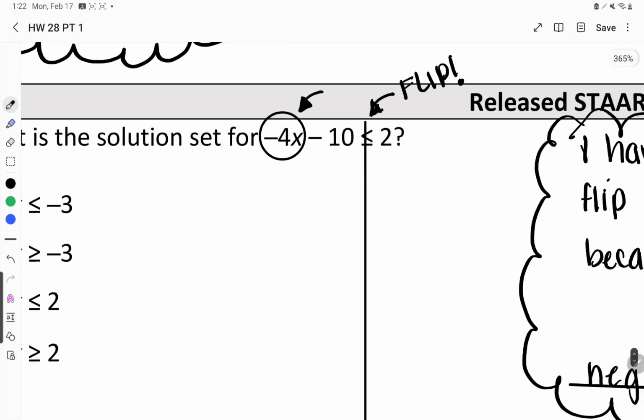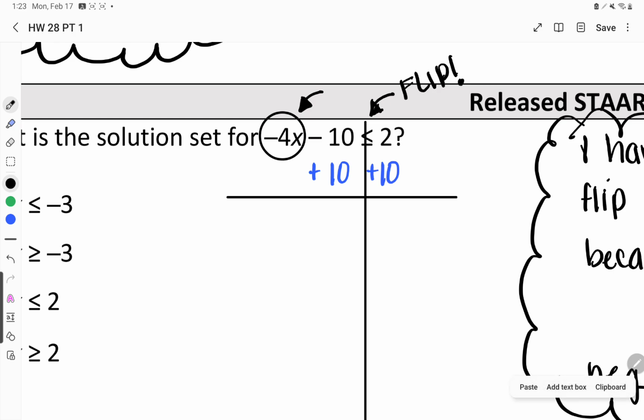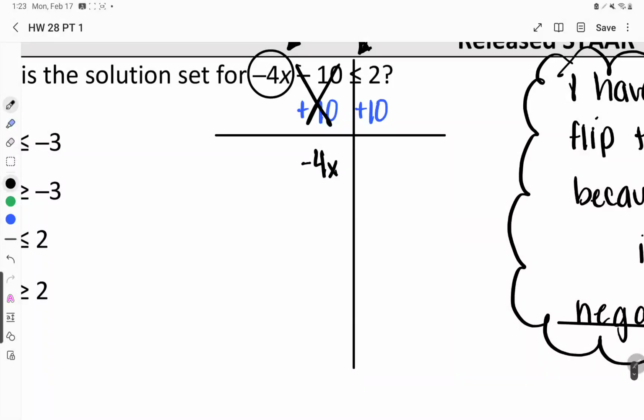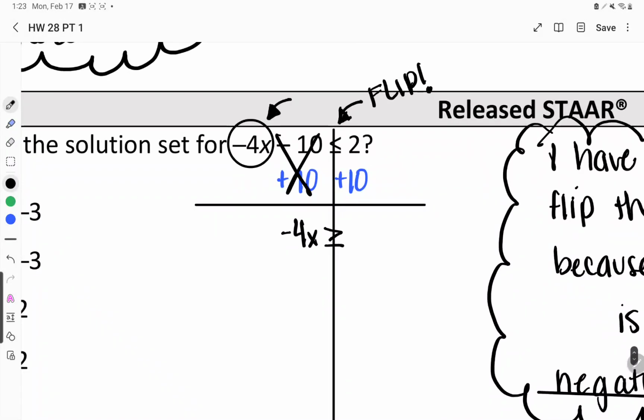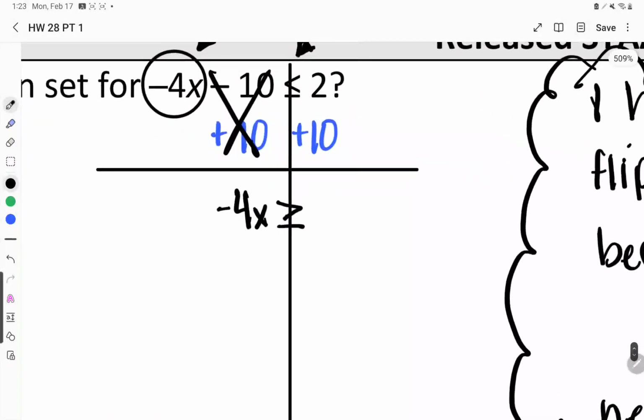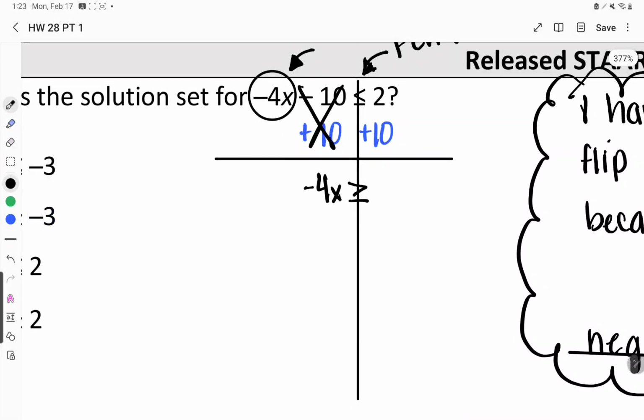Okay. Now, the next thing I do, I can't touch negative 4x, so I look at what's next to negative 4x. What is next to negative 4x is negative 10. And what do you do to get rid of negative 10? You add 10 to both sides. Then we're going to draw a little equal sign. Negative 10 and positive 10 are going to cancel out. So what am I going to write right here? Negative 4x. And then, don't forget to flip your inequality sign, because remember, x was negative, so I had to flip it at some point. And then I have 2 plus 10. And what's 2 plus 10?